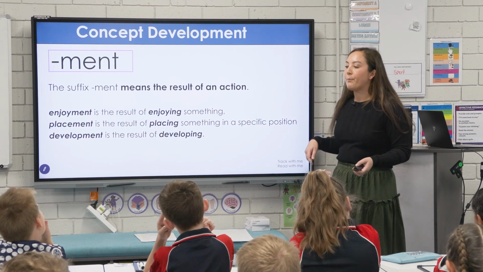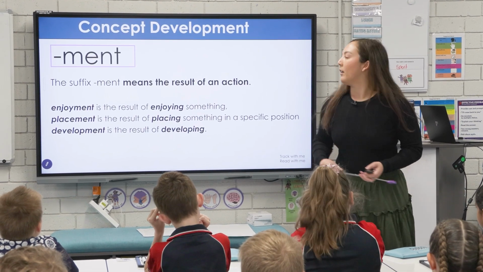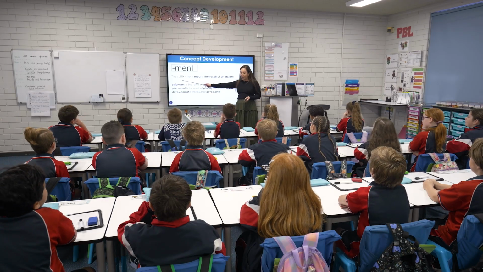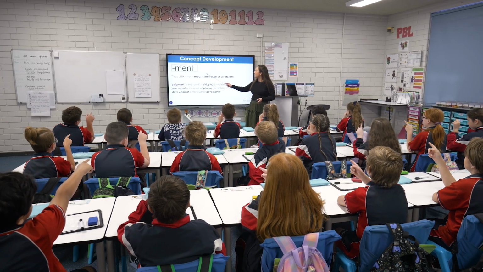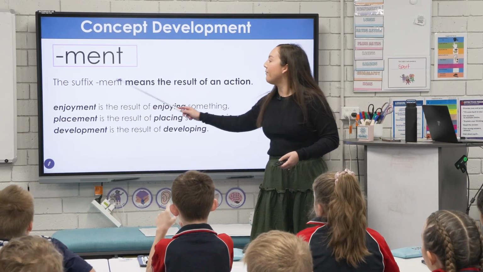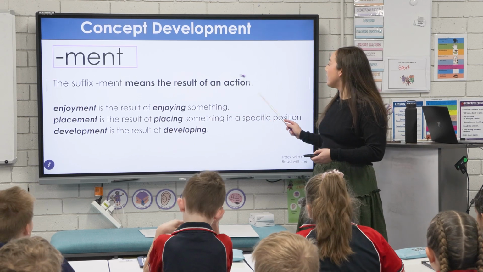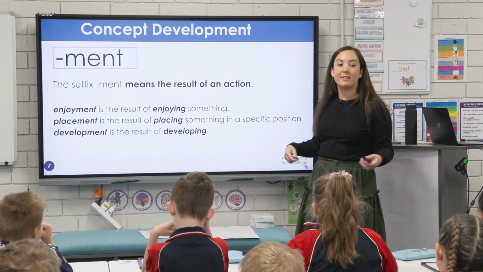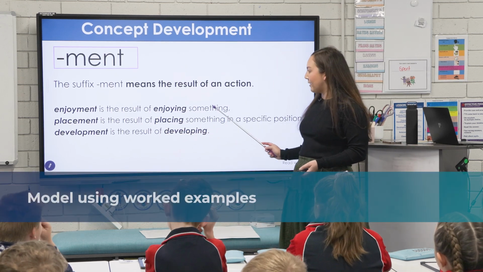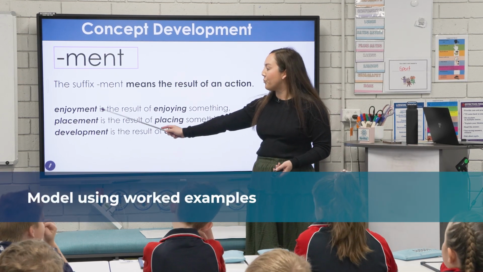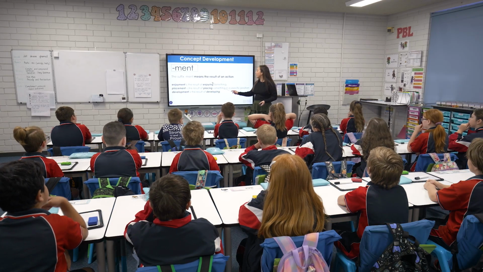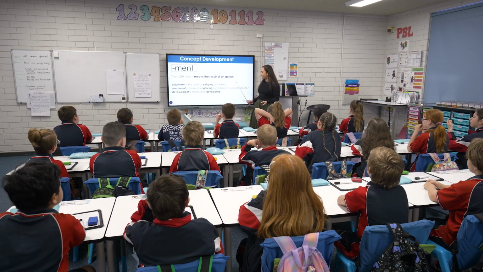All right, so we're going to get to the suffix -ment. Ment. Everyone say ment. Ment. Track with me. The suffix -ment means the result of an action. Okay, read with me. The suffix -ment means the result of an action. Okay, I'm going to show you some examples. So in the word enjoyment, it is the result of enjoying something. It's the action. Okay. Placement is the result of placing something in a specific position.